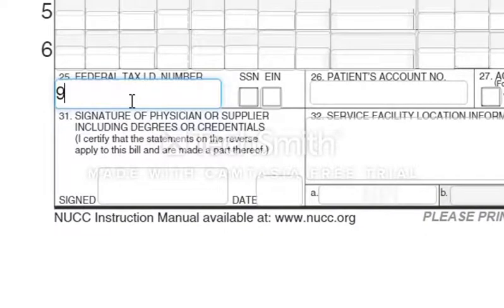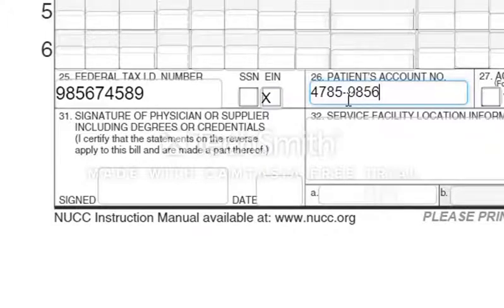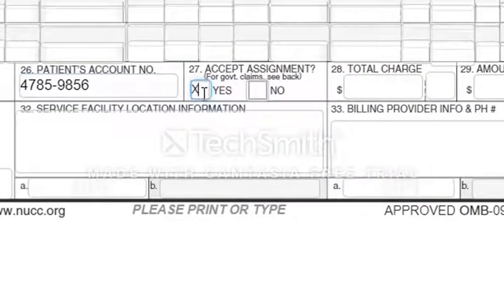The federal tax ID number, we're going to either put their social security number or their EIN, their employer identification number. Most of the time you will be putting that employer identification number. Now, 26, we can put that patient's account number. Punctuation is allowed there. If the facility accepts CHAMPVA, then they are automatically a participating provider and they accept assignment, so we will mark yes.